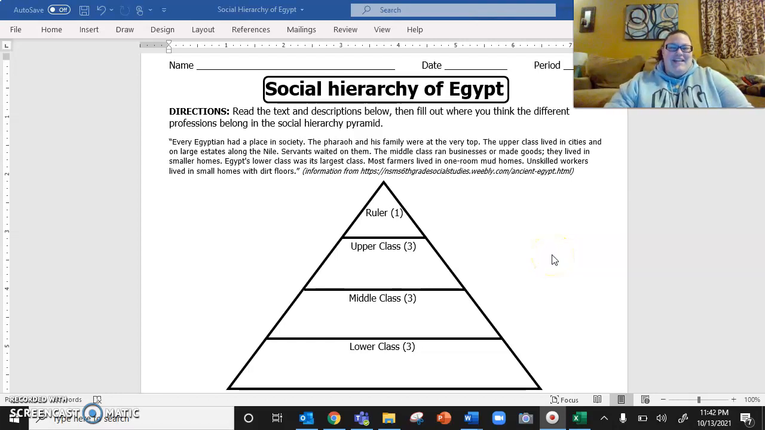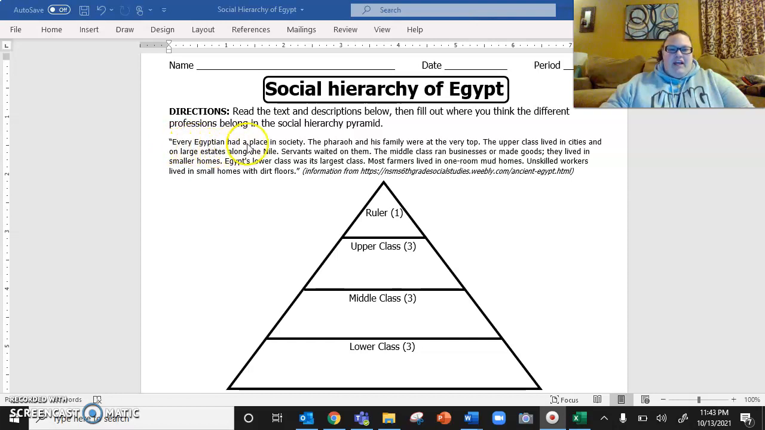Hello, friends. Today we are going to be talking about the social hierarchy of ancient Egypt. Follow along with me as we read the directions. Read the text and descriptions below. Then fill out where you think the different professions belong in the social hierarchy pyramid.